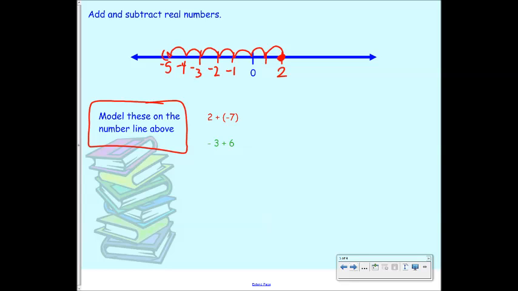So I ended up where? At negative 5. So 2 plus negative 7 equals negative 5. All right, like Ashley said, it's pretty much like subtracting. It's like doing 2 minus 7. What's the difference with the green one?